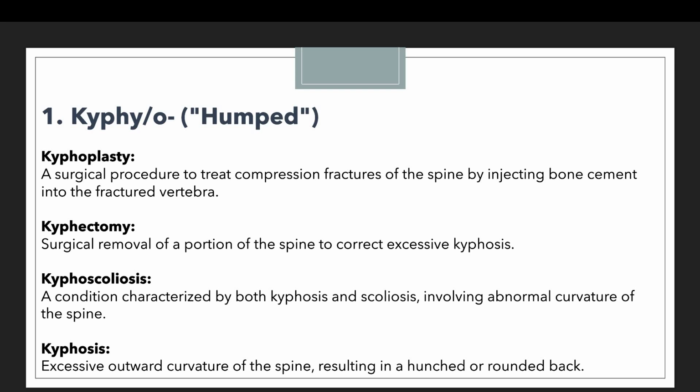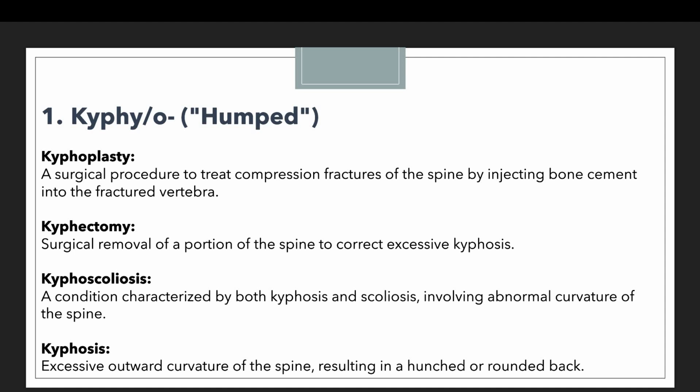Now, what is Kypho? Kypho is used to denote something as a humped structure. Whenever we want to denote something as a humped structure, we will utilize the prefix Kypho. Now look at the first example, kyphoplasty. What is the meaning of kyphoplasty? A surgical procedure to treat compression fracture of the spine by injecting a bone cement into the fractured vertebra. So this is known as kyphoplasty.